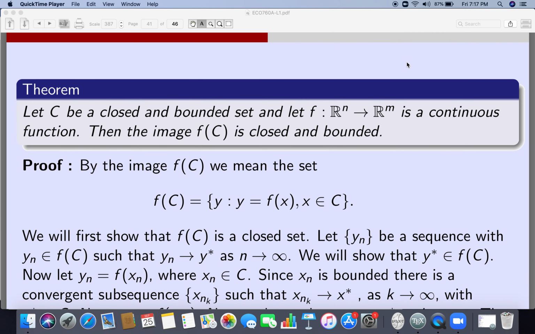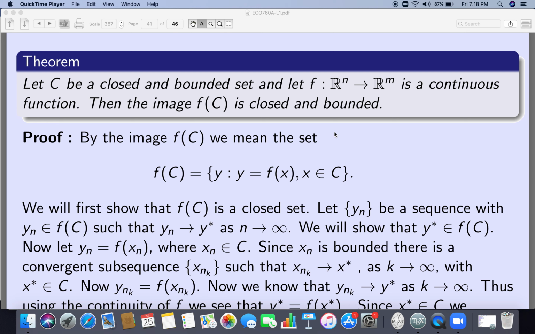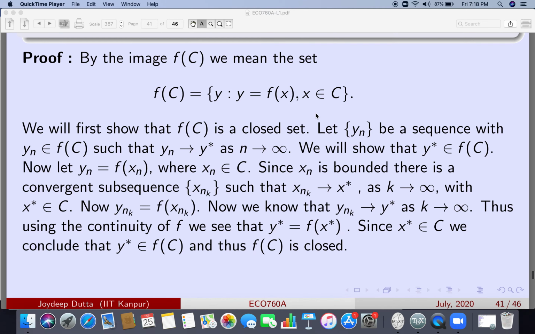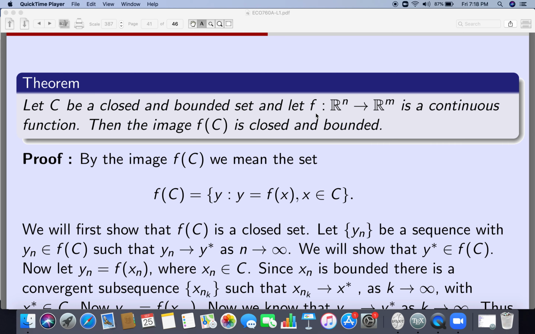So one of the central results in analysis is this result which says that if I have a closed and bounded set C in R^n, and F from R^n to R^m is a continuous function, then the image F(C) is closed and bounded. I think the better thing would be to write capital F here, but okay, I've just written it, it doesn't matter. So you know it's R^n to R^m.